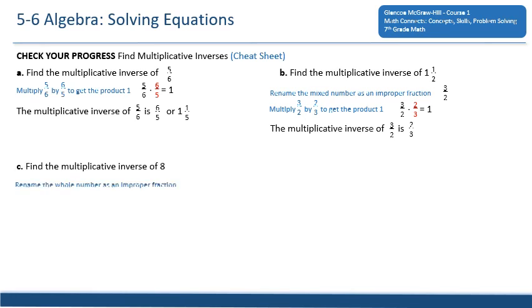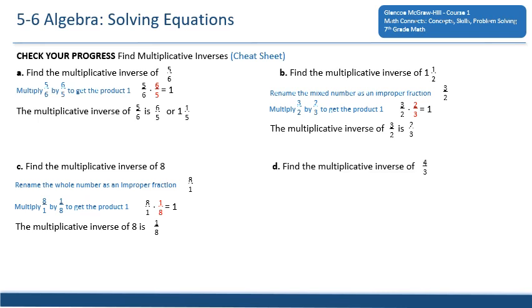Find the multiplicative inverse of 8. So we need to rename the whole number as an improper fraction, and we're going to do that by simply placing 8 over 1. Remember that any whole number can be restated as itself over 1. Now we're going to multiply 8 over 1 by 1 over 8 to get the product of 1, because 8 times 1 is 8, and 1 times 8 is 8. So we get 8 over 8, which is equal to 1. The multiplicative inverse of 8 over 1 is 1 over 8.